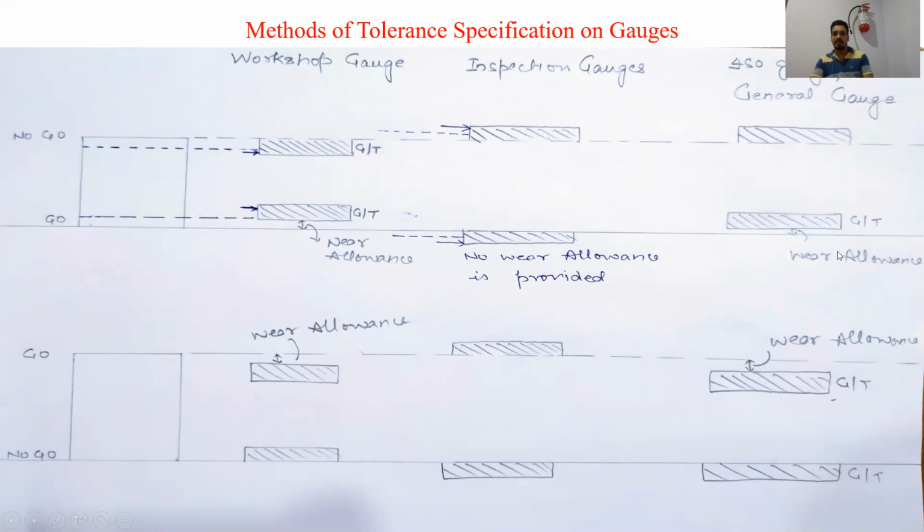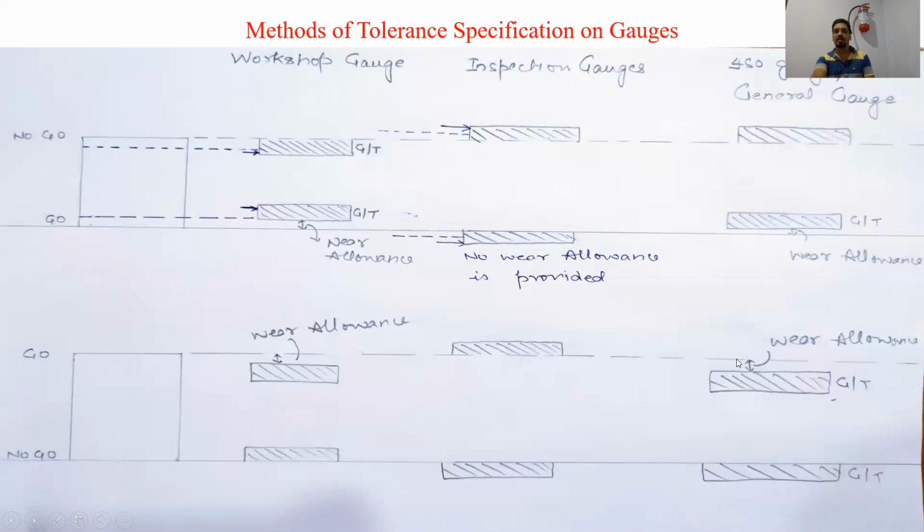Okay. And this is the case of shaft, snap gauge and ring gauge. This go part is taken from the workshop gauge and no go part is taken from the inspection gauge. And this is how the gauge tolerance and wear allowance is provided in case of go and no go part of the snap gauge or the ring gauge.